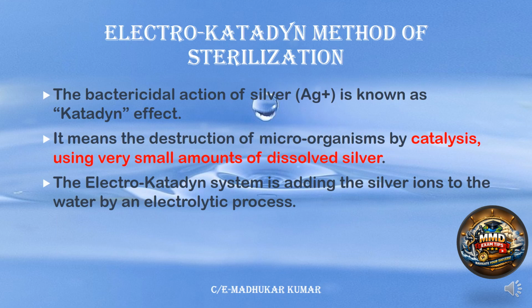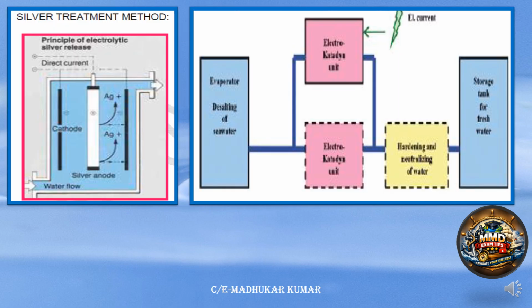Now the next process, that is your electro-katadyn process. So Ag plus ion addition is called the Katadyn effect. And this Ag plus, that is your silver ion, is highly effective in killing microorganisms and bacteria, even in small amounts. The electro-katadyn system is adding silver ions to the water. Okay, so now I will show you again regarding the silver treatment method.